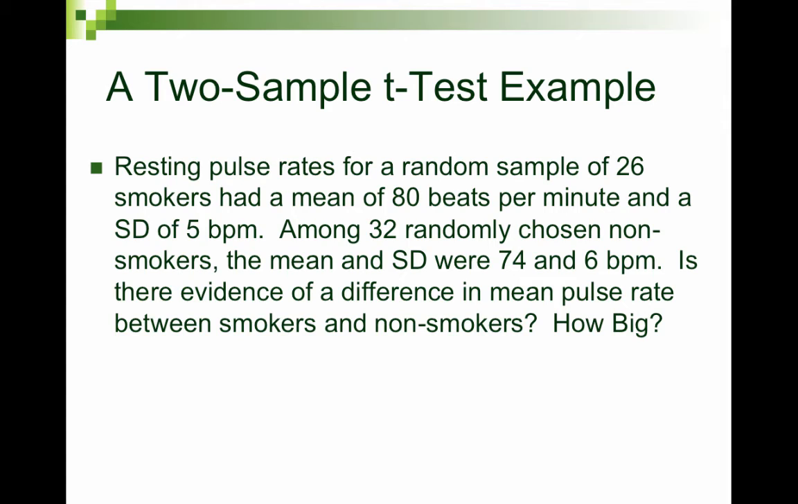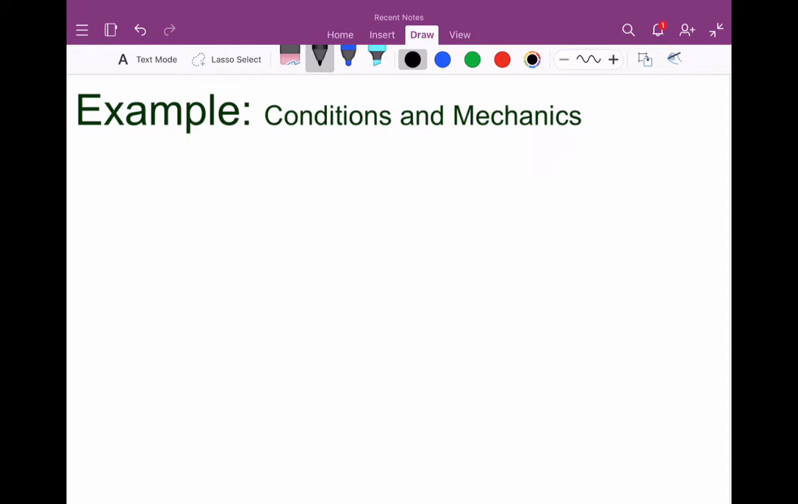When they ask you how big, they are asking you to do a confidence interval. In this case, they didn't give us the data, so when we are performing this calculation on our calculator, we're going to choose stats instead of data. For this example, again, we would have to check our assumptions and conditions. I'm going to say that we can assume that the conditions are checked, and we're going to go straight to the mechanics.